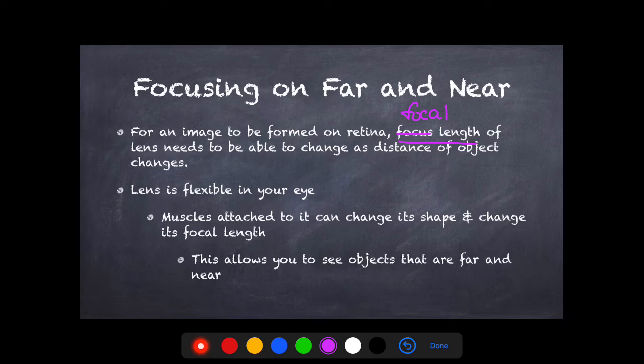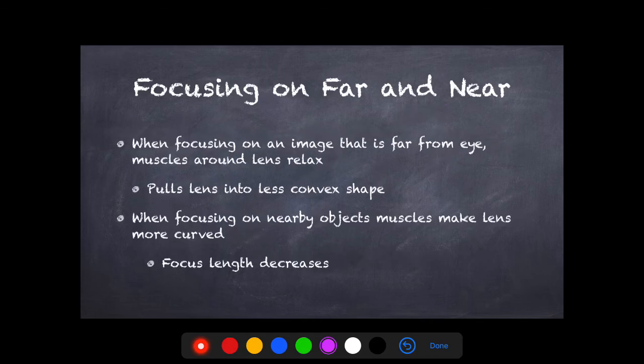So the focal length of your lens has to be able to change as you get closer or further away from the object. The cool thing is your lens in your eye is actually flexible. How it's flexible is that there are muscles attached to your lens that can change the shape of the lens and change the focal length of the lens in accordance with how far or near the object you are looking at is. So this is going to help you see, oh, my wall is this distance from me, versus I don't know how far it is, I can't tell if it's closer or further away.